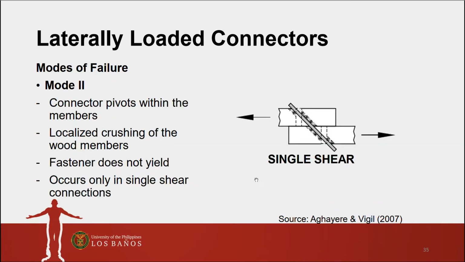Okay. Next is Mode 2. The connector pivots within the member, as you can see here, with localized crushing of the wood members. It also occurs when the fastener does not yield, and it only occurs in single shear connections.